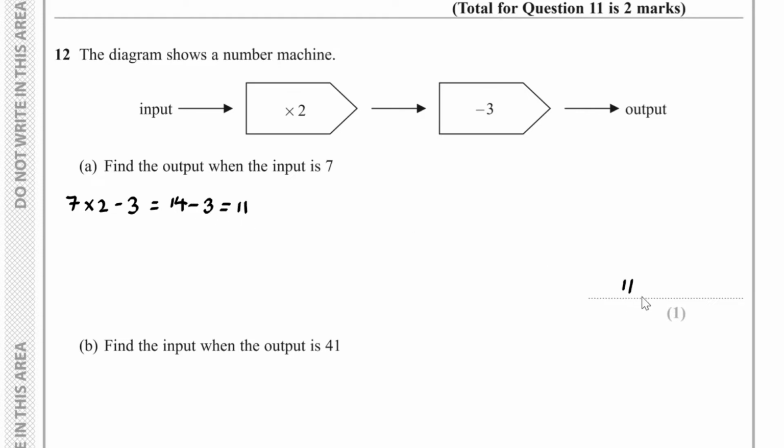And now for part B, we have to work out the input when the output is 41. Well, if we call the input x, we multiply this x by 2 first of all, so we get 2x. And then we subtract this 3, and it turns out we get 41 for our output. And now we have to find this input x.